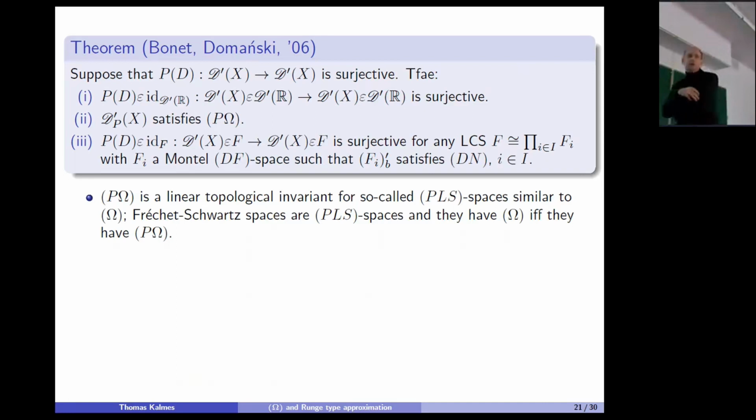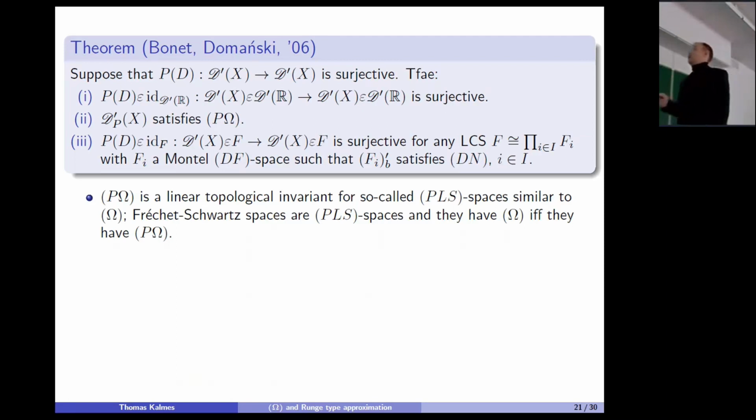So this is a linear topological invariant for so-called PLS spaces, which is similar to the property omega. I don't want to give the definition. I only want to recall that Fréchet-Schwarz spaces are PLS spaces, and they have P-omega if and only if they have omega. So in case we have a hypoelliptic operator here, then the kernel is the kernel in the smooth functions, so it is a Fréchet-Schwarz space. Then this P-omega is the property omega, which we already encountered.